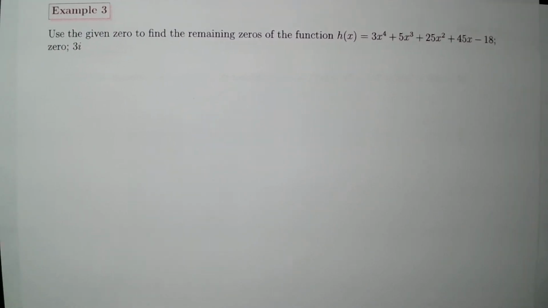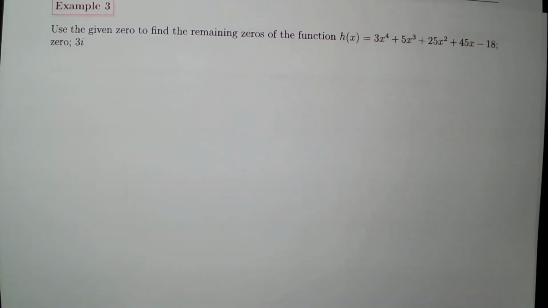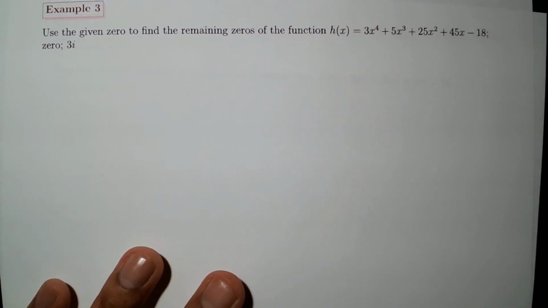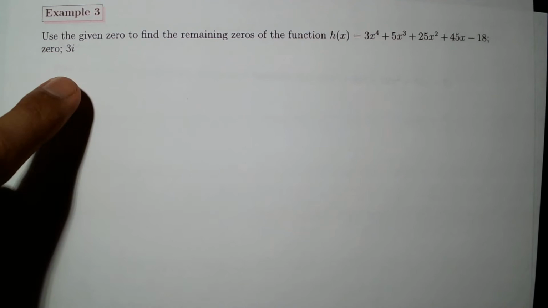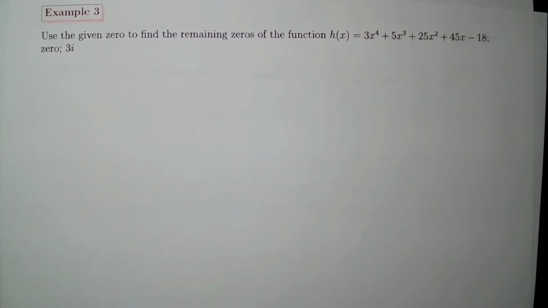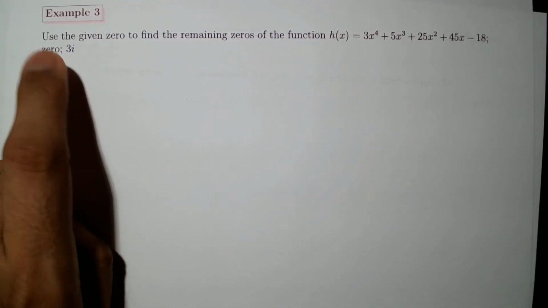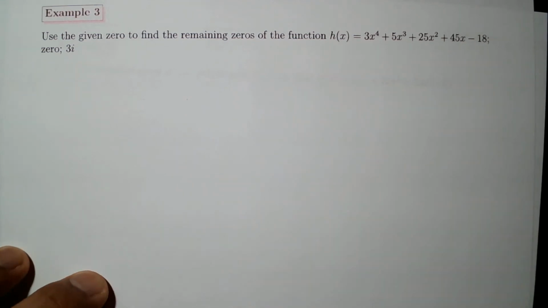The next example is: use the given zero to find the remaining zeros of the function h of x equals 3x to the 4th power plus 5x cubed plus 25x squared plus 45x minus 18. In this case, one of the zeros that we are given is 3i. But what do we know every time we're given at least one of the imaginary or complex zeros? So we're given, in this case, a complex zero.